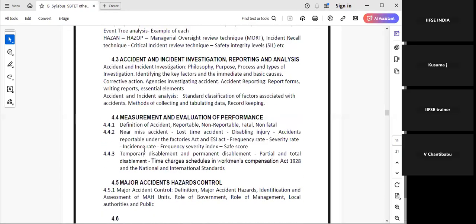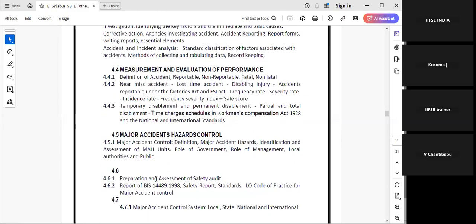Then we get into accident and incident investigations: how accidents will be investigated, what the various techniques for accident investigation are, what the essential requirements of investigating those accidents are, how the investigation must be carried out, and what the agenda of those investigations will be. Then we talk about measurement and evaluation of performance. Here we see calculations for frequency rate, severity rate, and incident rate. Various calculations we'll see.